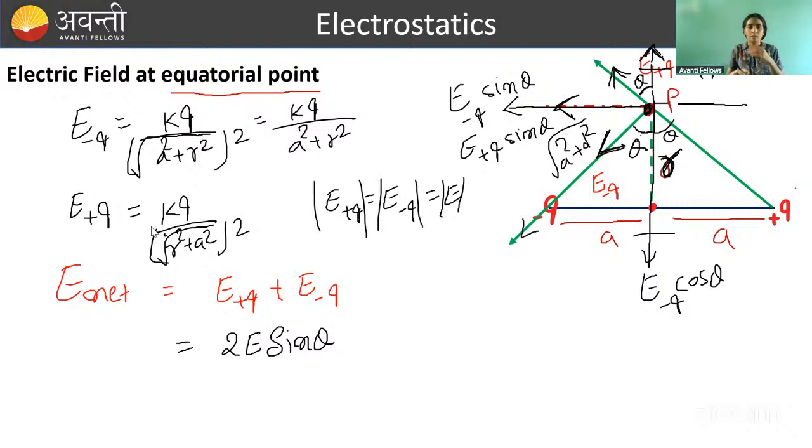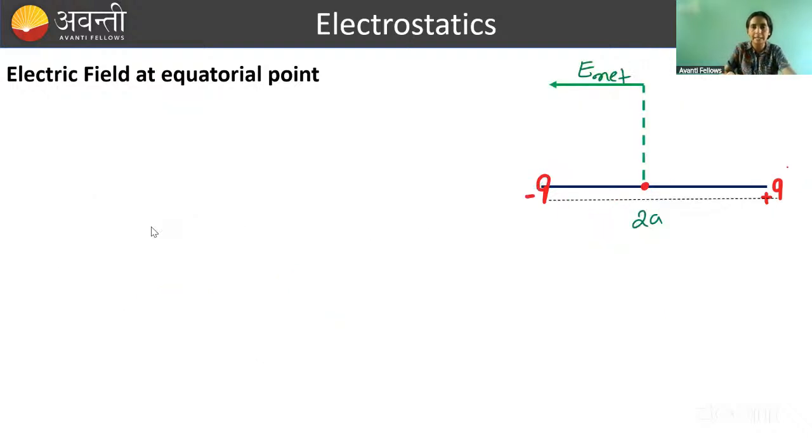ठीक है, chalo. And this net electric field is in which direction? Is in this direction. है ना? It is in this direction. So the final electric field that we are getting at this point is in this sense. That is opposite to the direction of dipole, because dipole ka direction here is in this sense, and E net at an equatorial point is opposite to the direction of dipole.